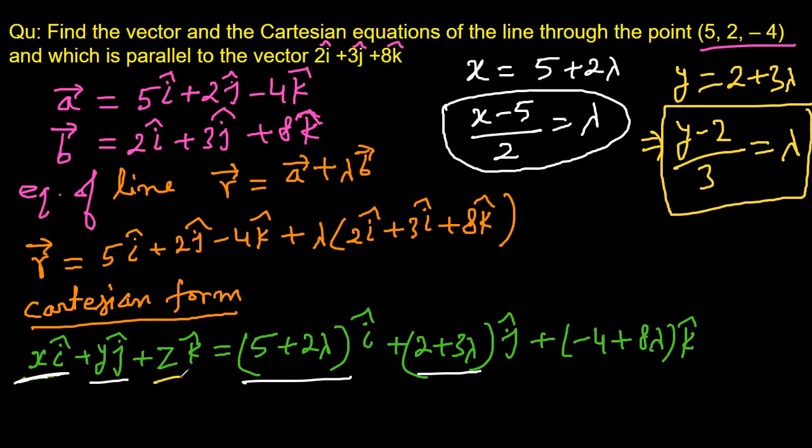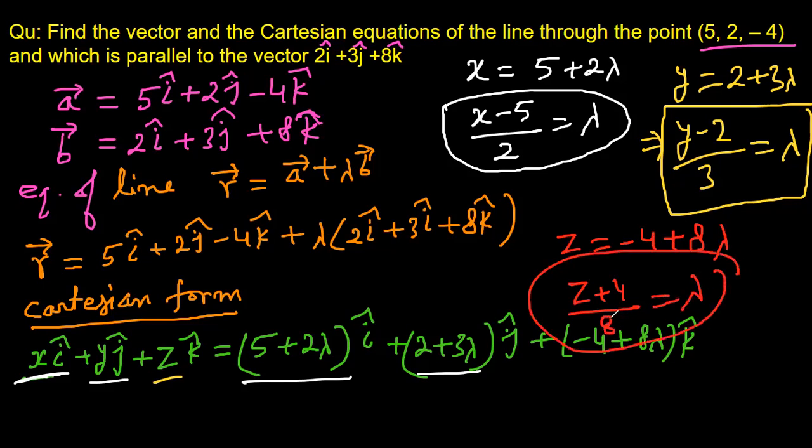And finally z is equal to minus 4 plus 8 lambda. So z plus 4 should be 8 lambda, so you can say (z plus 4) divided by 8 is lambda. You get the values of lambda, and you simply equate them. That is your Cartesian form.